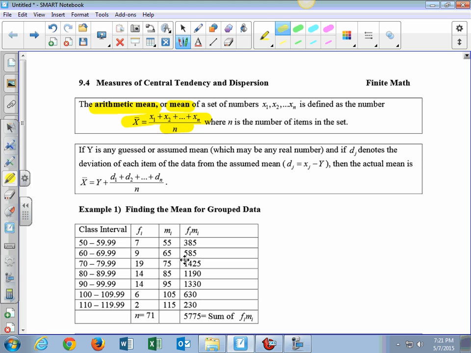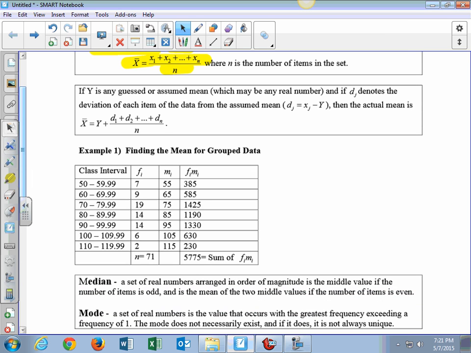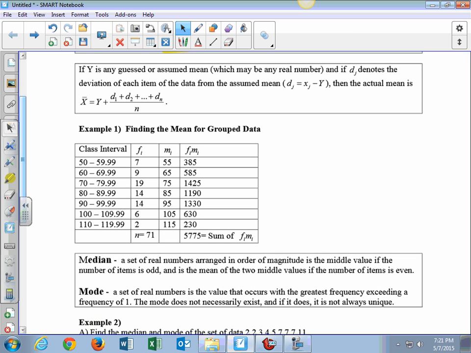So this first example might be a little bit confusing because it's already done for you, but I want to show you how you can speed things up on your calculator if you want to. Again, you don't have to, so if you're not real comfortable using spreadsheets, then you can just punch out all these on your calculator. But looking at example 1, I have the directions for finding the mean for group data.